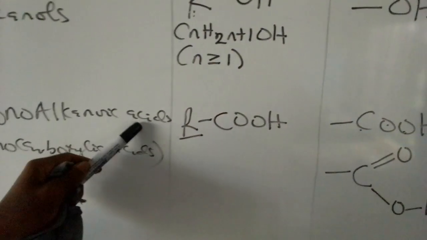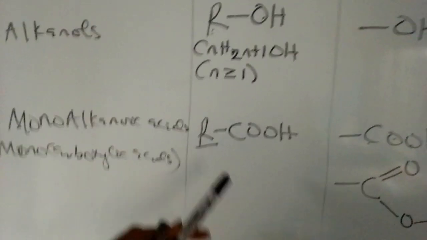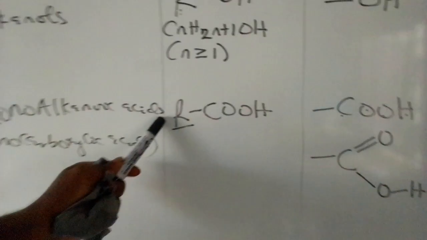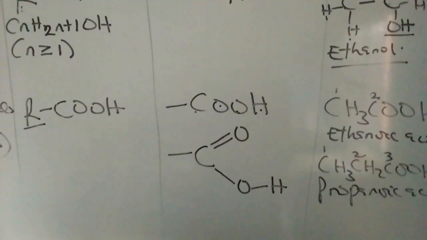Then go again to the alkane, remove one hydrogen, and bring in what we want, called the monoalkanoic acid. Mono because it has one carboxy group. So we have this RCOOH. To get the functional group, remove the R, we now have COOH, that's the functional group, the carboxy group. Then we can look at the examples we listed.